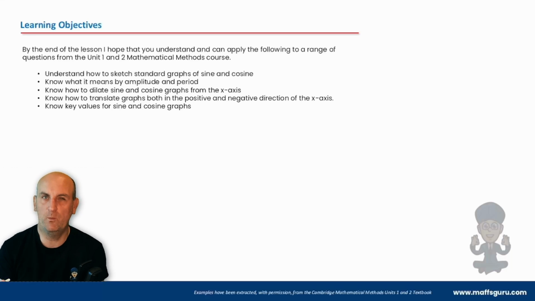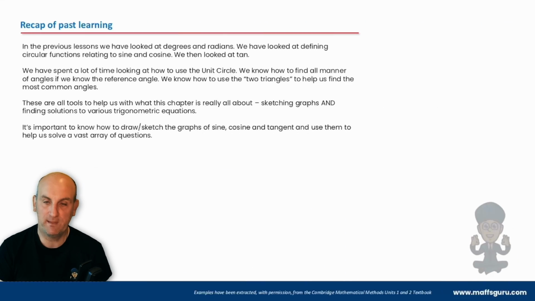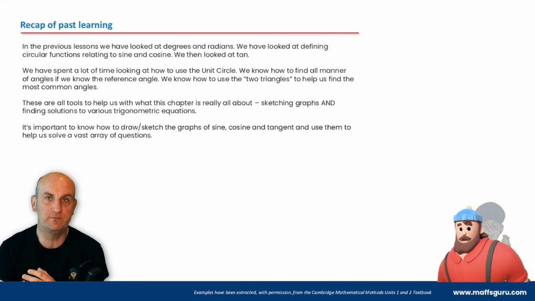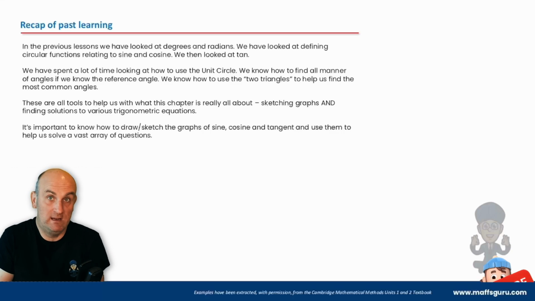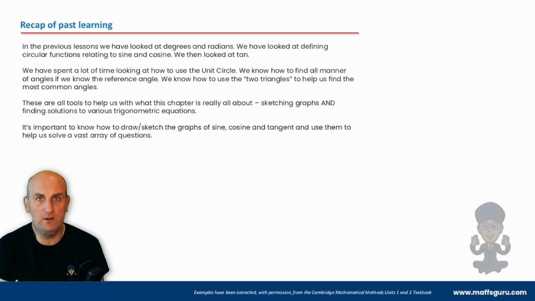Now, this is some way into this module of work, and so there's already been a lot of work done. As I say here, we've looked at the difference between degrees and radians and why they're important, and why in methods we really deal with radians. We looked at defining what circular functions are in relation to sine and cosine for our unit circle, and we've looked at tan, and we've spent a lot of time on that unit circle. Mastering the unit circle is really, really important. We should be able to find any manner of angles once we've got that reference angle.